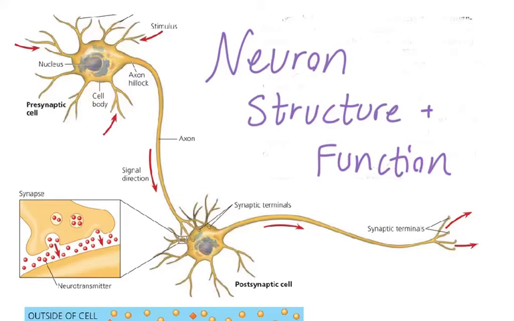I'm splitting the nervous system up into two videos because in this first one I'm going to talk about how a neuron or a nerve cell works, and in the second one I will talk about larger organization of the nervous system.